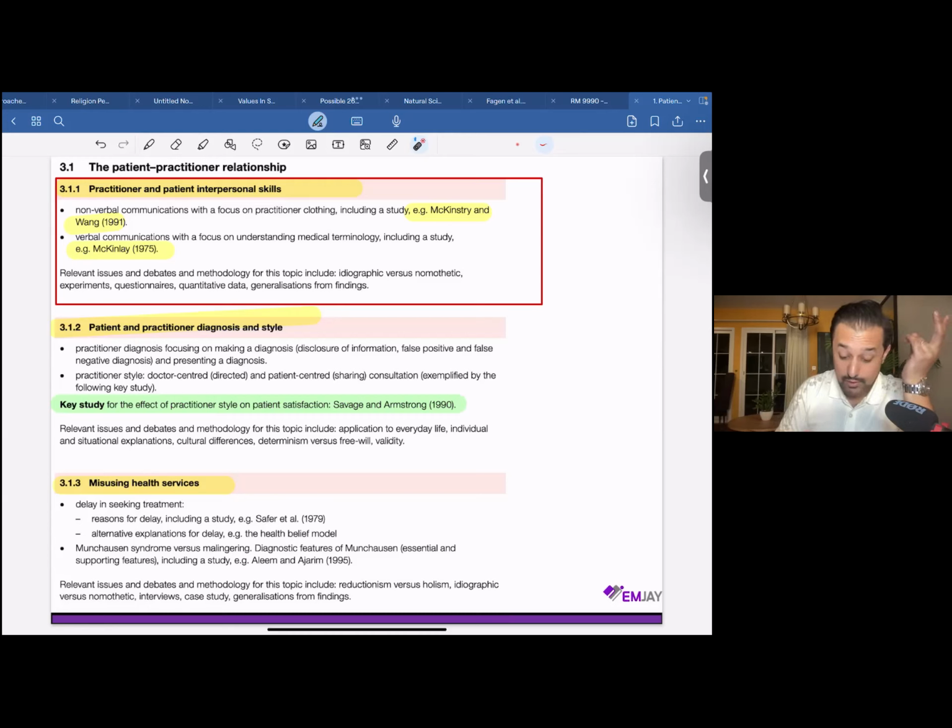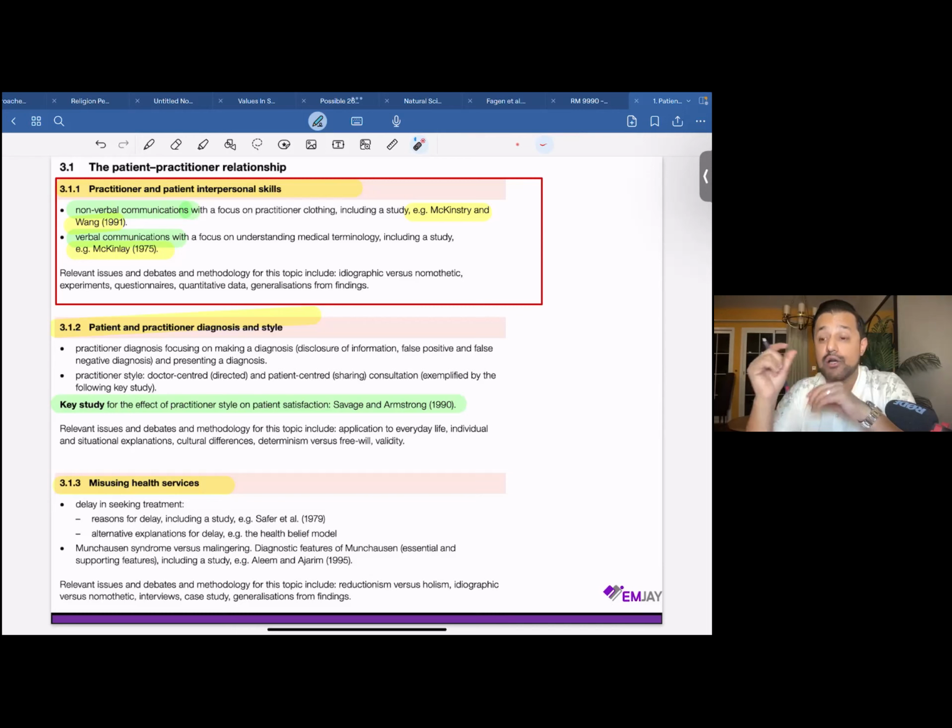We need to study nonverbal communication, with a particular focus on clothing, including an example study conducted by McKinlay and Wang. Number two, we're done with this. Now, number two, we'd move on and talk about the study that was conducted by McKinlay in the year 1975. This study has to do with verbal communication. Look at the difference: that was nonverbal communication, and this is verbal communication, with a focus on understanding medical terminology, or medical jargon.